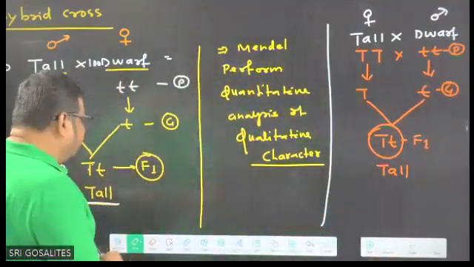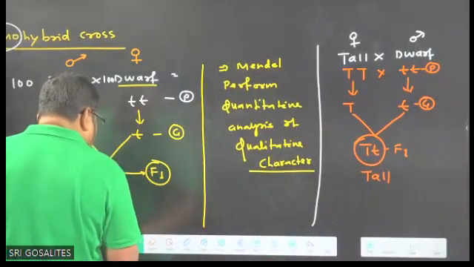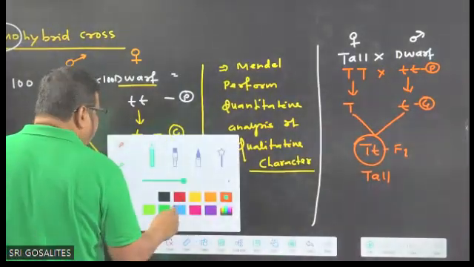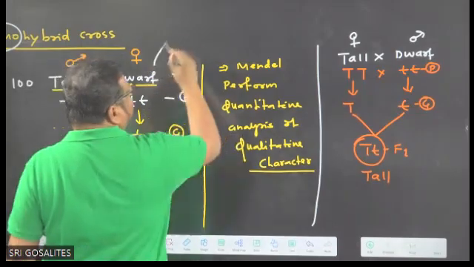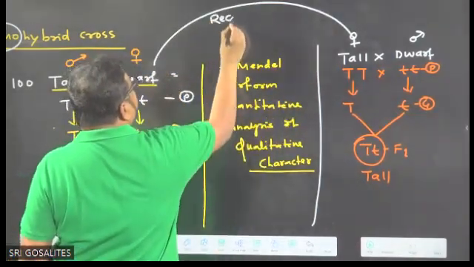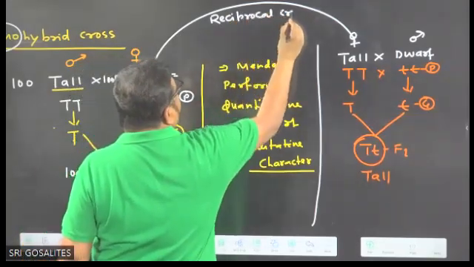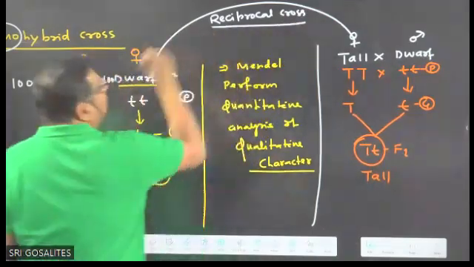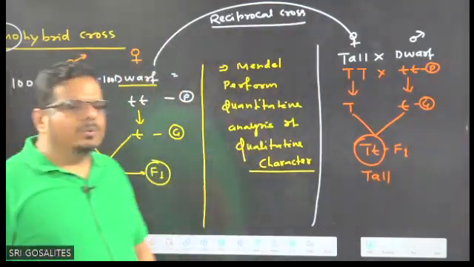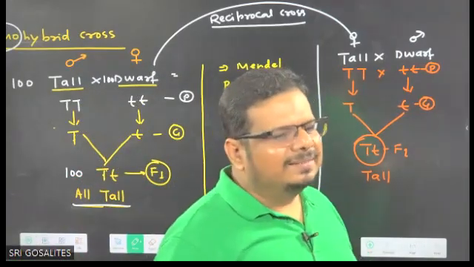So do you know what we say for such a particular type of cross? I just want to give you a conclusion here. What do we say for this particular cross? These two crosses are called reciprocal crosses of each other. Reciprocal cross. You got the meaning of reciprocal cross?